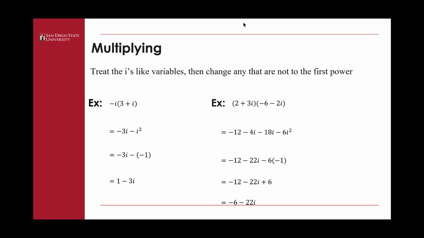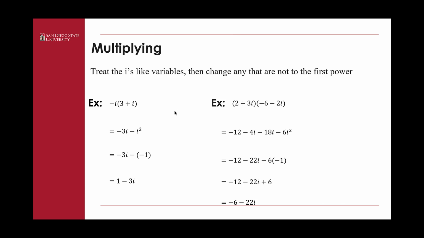Here, when we convert the complex number to the I representation form, I should be treated like a variable, like we use x or y in some equations. So I should be treated like a variable, and it should be changed to the first power if it is not represented as the first power.